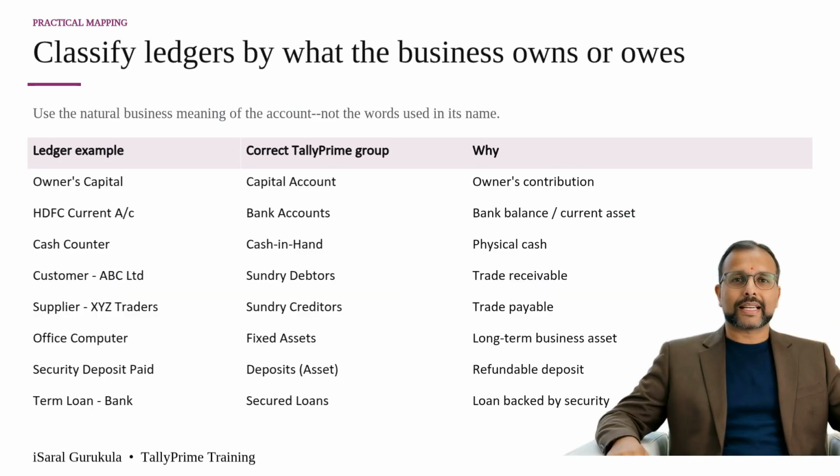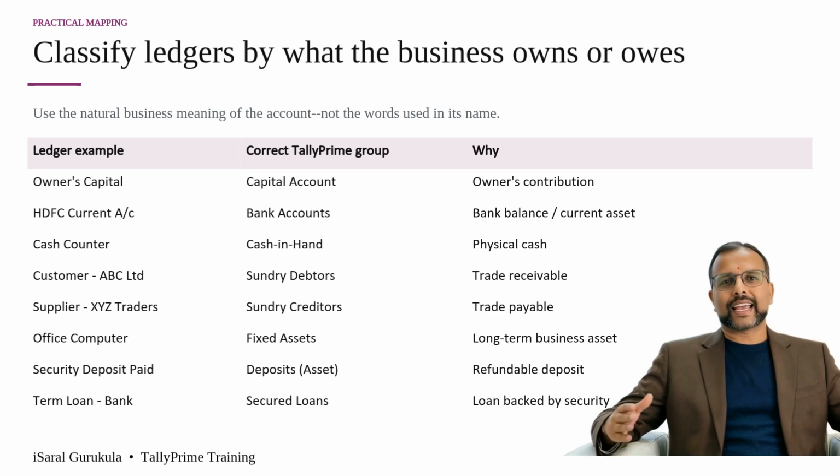Let's map real world accounts to TallyPrime groups. Use the natural business meaning of the account, not the words in its name. Owner's capital is recorded in the capital account because it's the owner's contribution. Your HDFC current account is recorded under bank accounts because it's a bank balance and a current asset. Physical cash at the counter is recorded as cash in hand. A customer named ABC Limited is a trade receivable, so it belongs in sundry debtors.